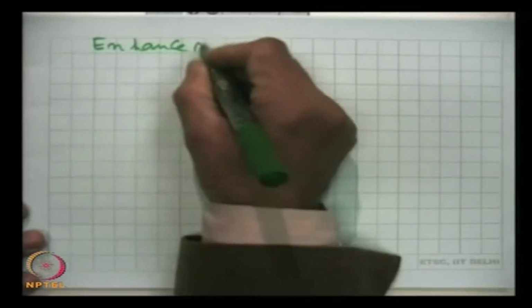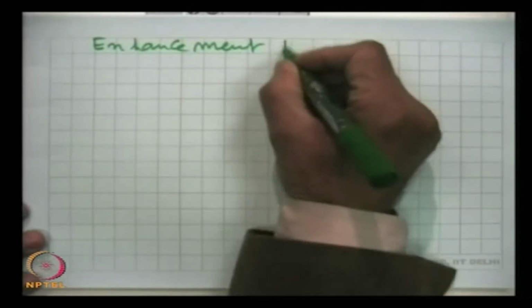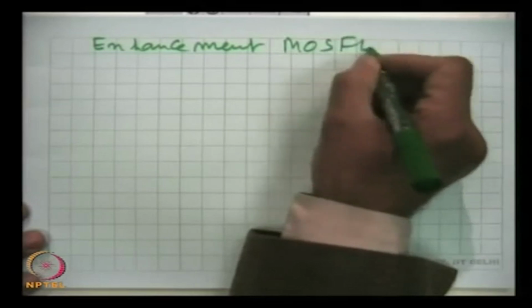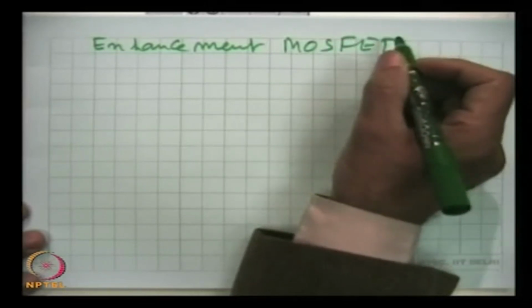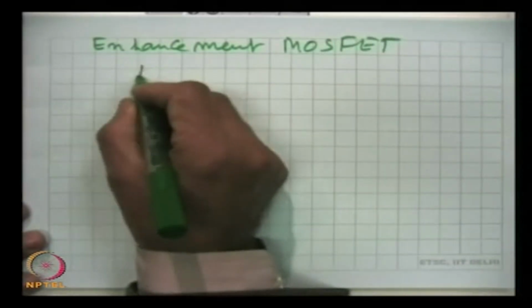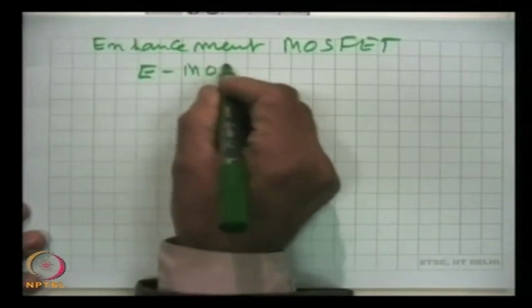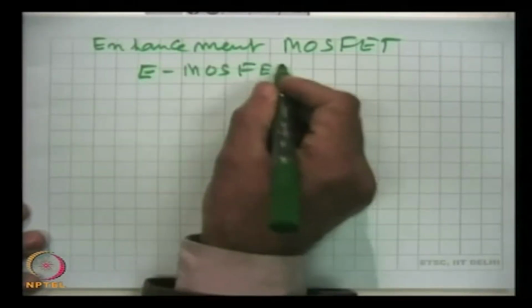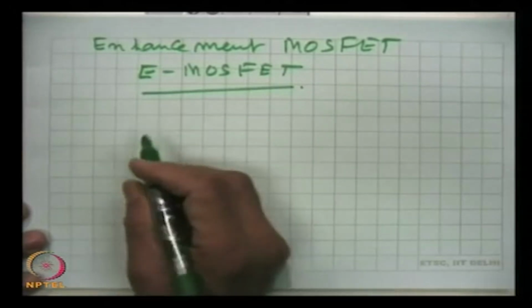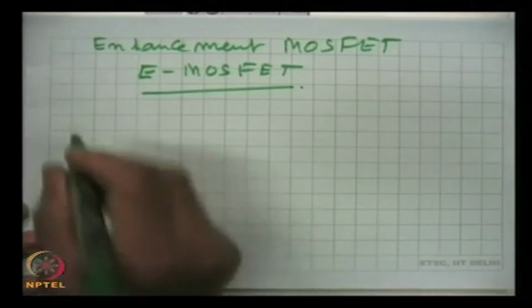Now, we go for the next MOSFET, that is enhancement MOSFET, also written as E MOSFET. First, we take construction.